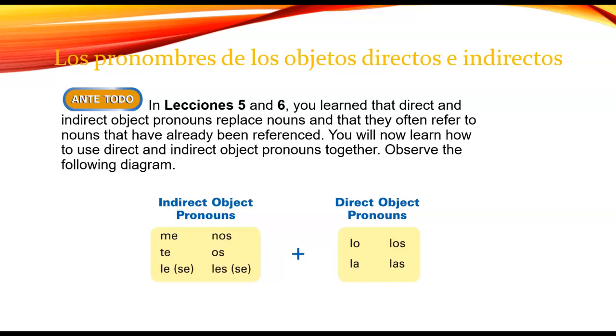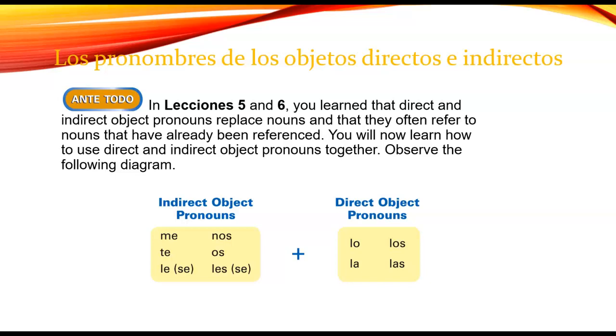Okay. In lecciones 5 and 6, you learned that direct and indirect object pronouns replace nouns and that they will often refer to nouns that have already been referenced. You will now learn how to use these together. Now, I just want to remind you that indirect object pronouns are the to whom or for whom something is done, whereas direct object pronouns are the who or what.